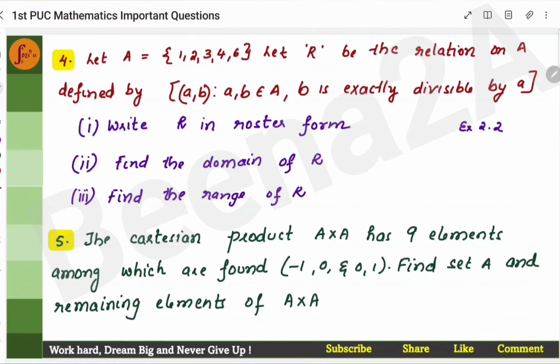Here, another list of problems. You have a set given, a relation is given. Another example, B is exactly divisible by A, right? So you have to write the relation in roster form. You have to find the domain. You have to find the range.